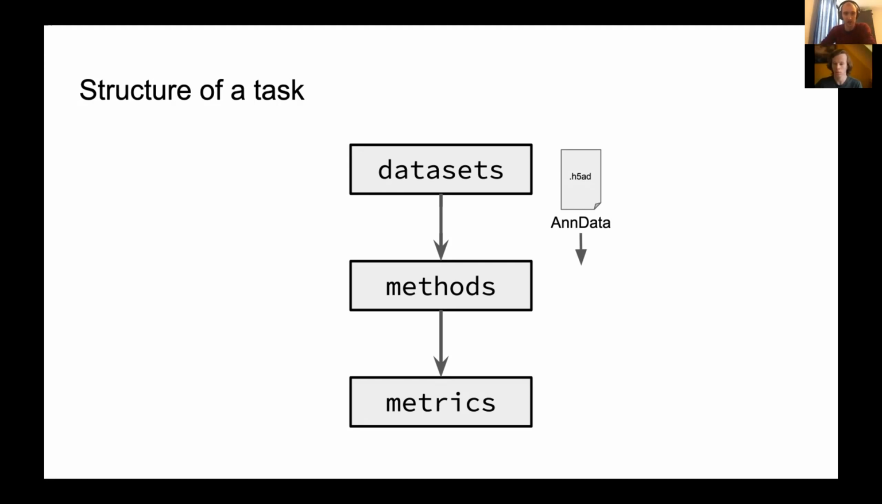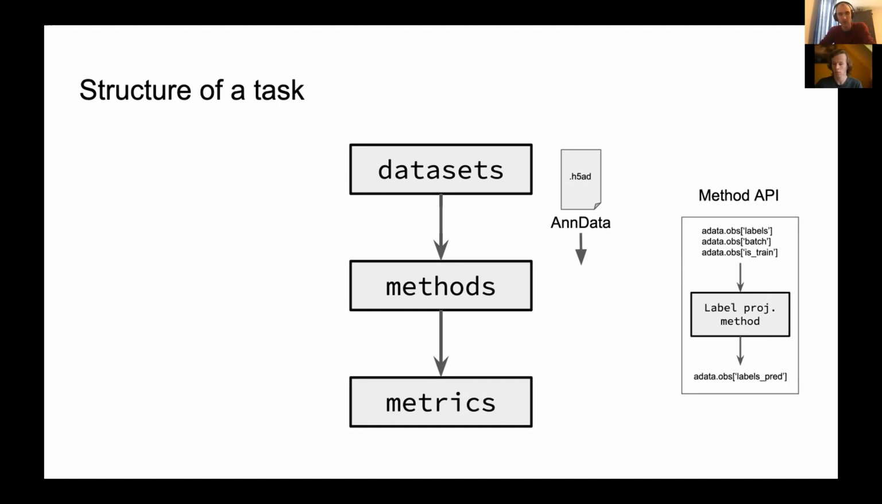What's really important when you define a new task is to define the API for your task. What that means is a template for how datasets, methods, and metrics should look within the confines of your task. As an example, you can imagine a method API here, which is taken from the label projection task, where the input that is required is information on which cell type labels, which batch, and whether a cell is in a train or test data set.